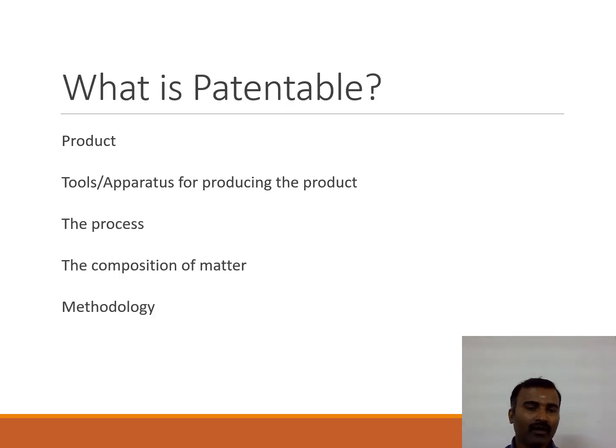So what things can be patented in India? A product can be patentable. Tools or apparatus for producing the product can be patentable. The process can be patentable. The composition of matter can be patentable, and methodology can be patentable. These are the 5 things that can be patented in India. Okay.